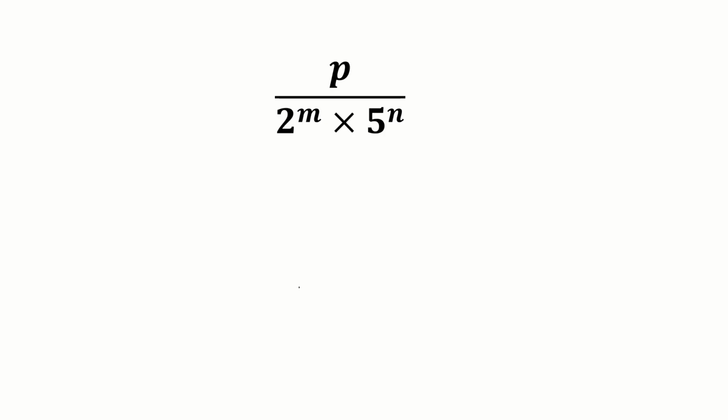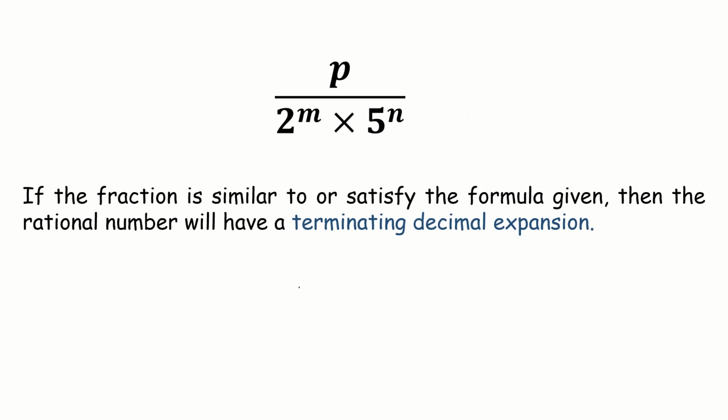Now let's take a look at it. So what does this mean? If the fraction is similar to, or satisfies, the formula given, then the rational number will have a terminating decimal expansion. For example, let's take a look at this.